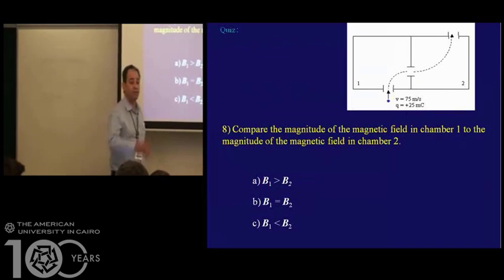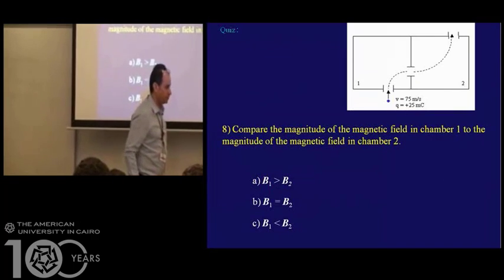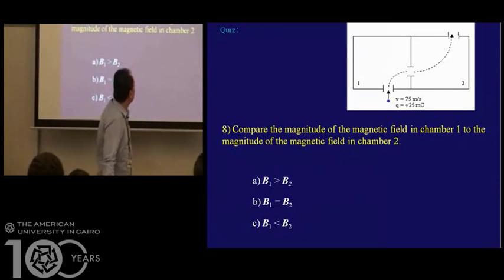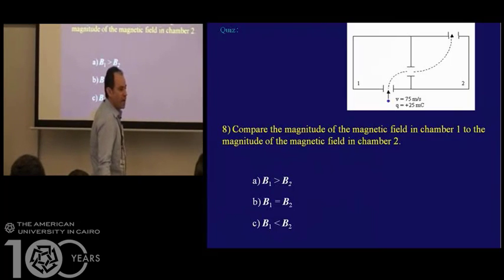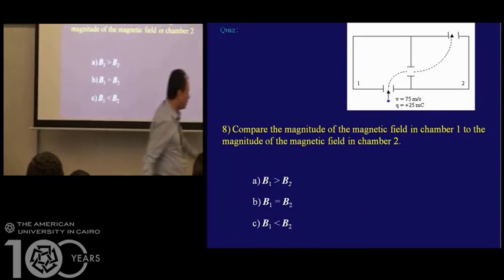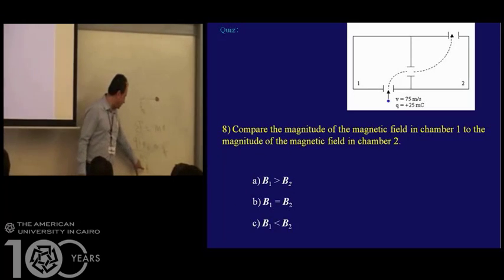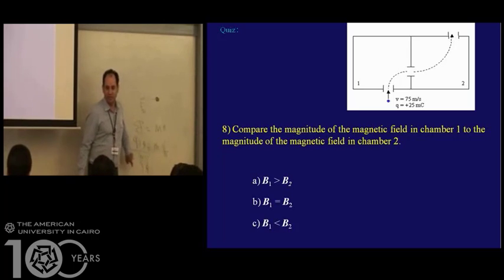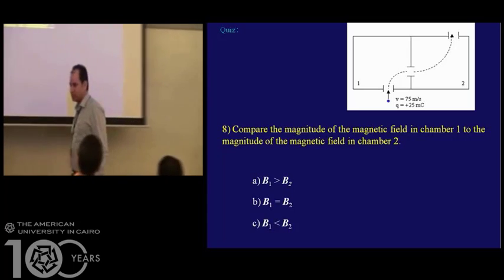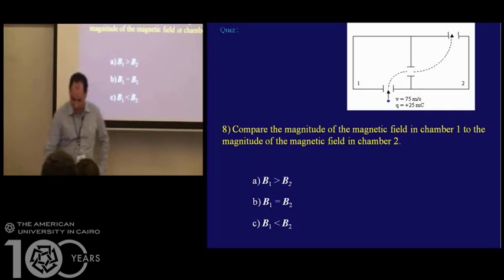Now, more important. Which chamber has the stronger magnetic field? One. Well, the guys looked at the equation and they said actually you increase the magnetic field, the radius is smaller, so chamber number 1, which is not correct.